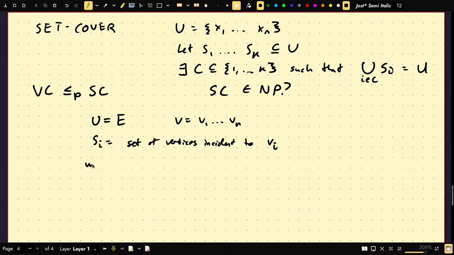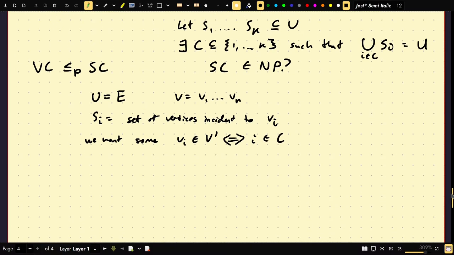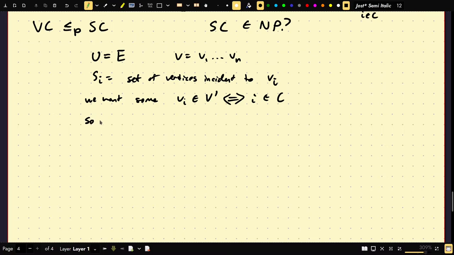We want some v_i to be in our vertex cover if and only if i is in our set cover. Let V prime be a vertex cover of G, and let's say that V prime has size K.